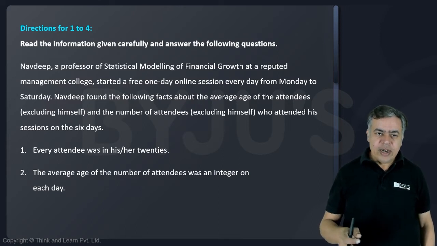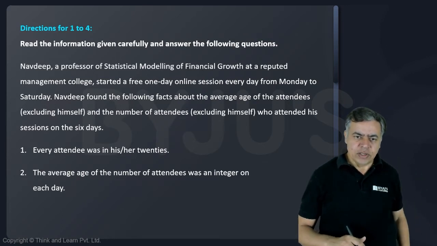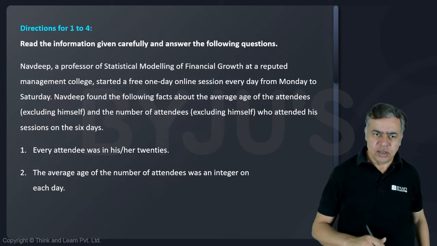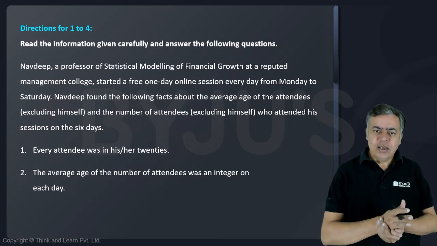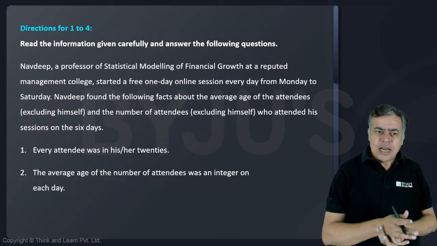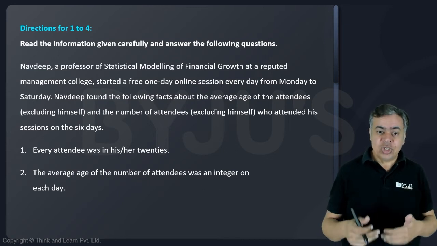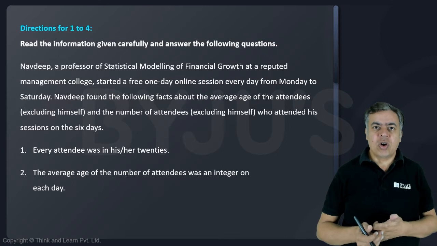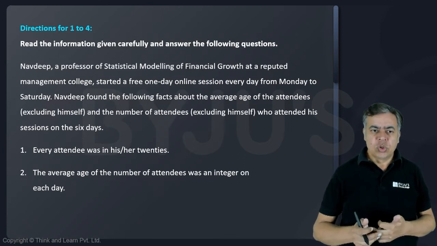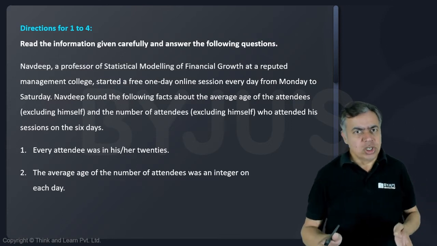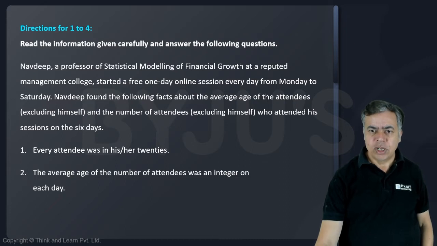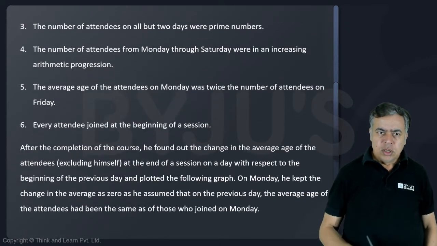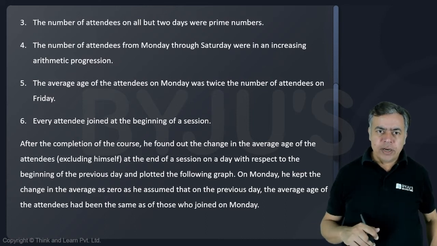Now every attendee was in his or her 20s, and the average age of the attendees was an integer. When everybody has an age in the 20s, the average is also going to be in the 20s. And it is saying that it is an integer on each day. So integer averages every day, because there are going to be some attendees every day. Let's see more information about this. So yes, the number of attendees on all but 2 days were prime.